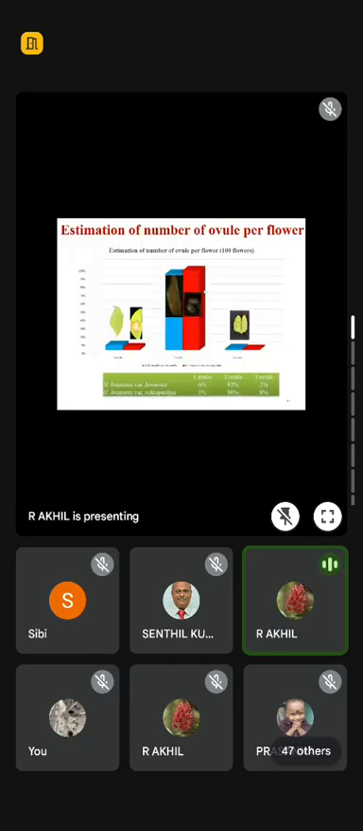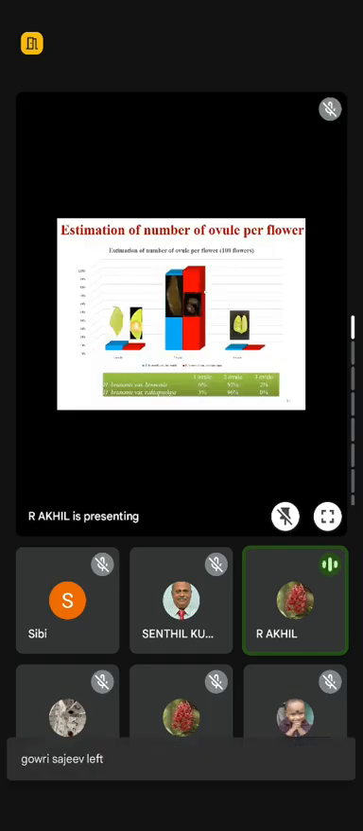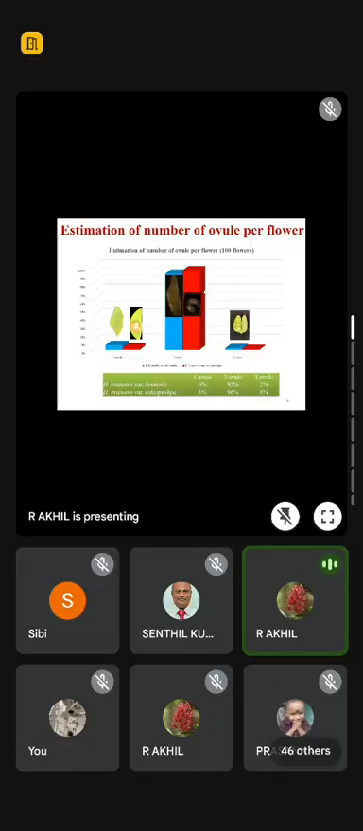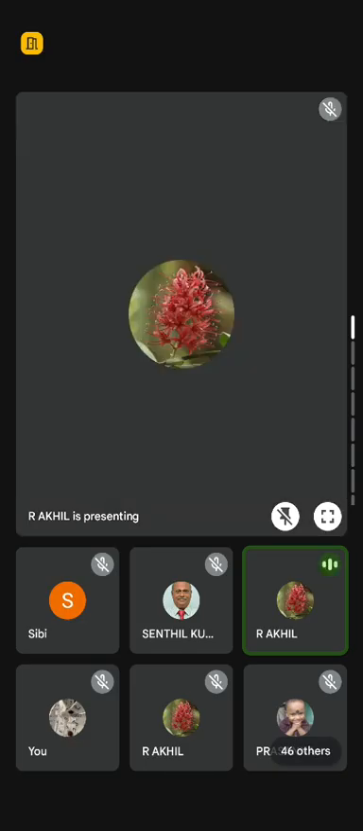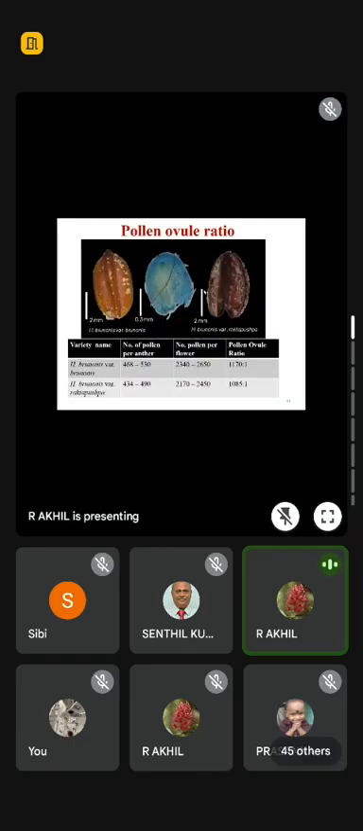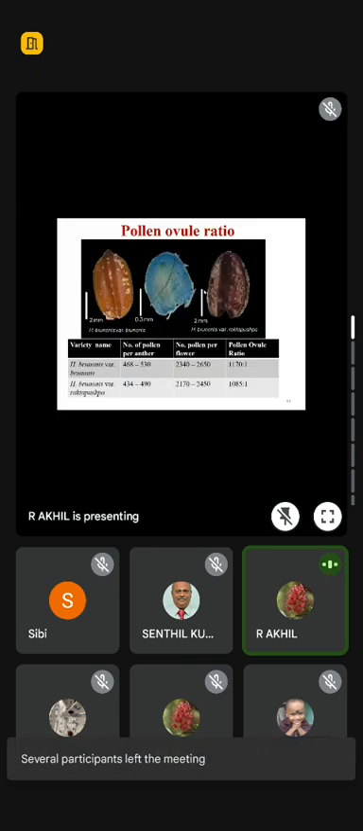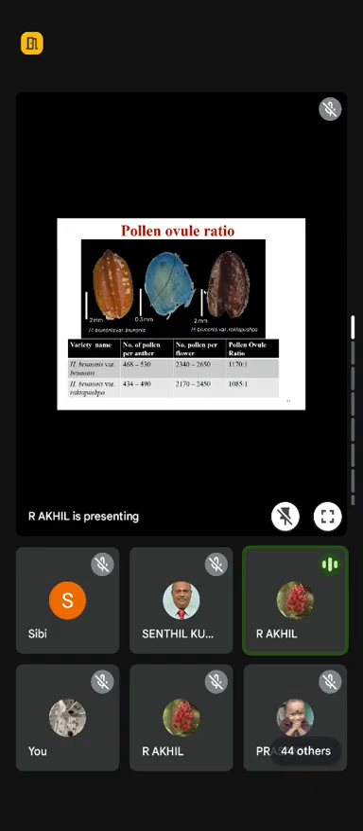Estimation of the number of ovules per flower. Only two and three ovules are observed in Humboldtia, in which 6% of Humboldtia brunonis variety brunonis have only one ovule, and most of the plants, that is 92%, have two ovules, and the remaining percentage have three ovules. But in Rectopushpa, all of the plants produce two ovules within the flower. Three ovules are not observed in variety Rectopushpa. Then the pollen ovule ratio, the number of pollen per anther and pollen per flower. For the pollen ovule ratio, there is not much variation or significance between these two varieties.